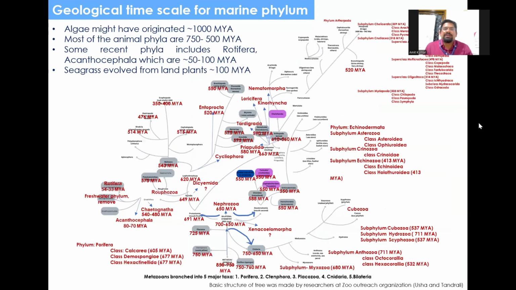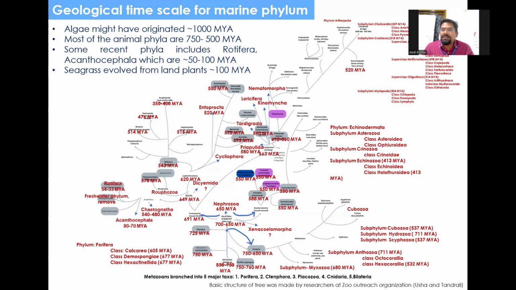If you look, the image looks a little bit messy, but overall there are 5 points here. One is that algae might have originated close to 1000 million years ago, or we have already seen that red algae originated close to 1.2 billion years ago. Most of the animal phyla which we are seeing in the present marine environment originated somewhere between 750 and 500 million years ago. Some of the recent phyla are also there, for example rotifers and acanthocephala, which originated somewhere between 50 and 100 million years ago.